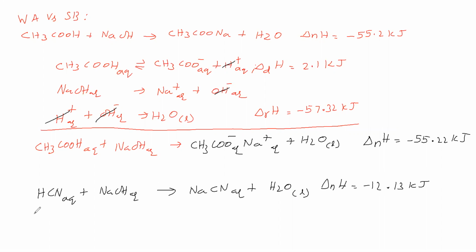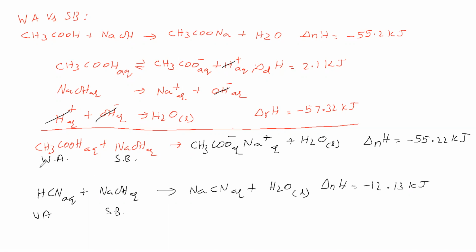Now see that here HCN is a weak acid, and here acetic acid is a weak acid. In both, sodium hydroxide is a strong base. That means both are weak acid versus strong base neutralization. For this neutralization, the enthalpy of neutralization is 55.22, and for this one it is 12.13. Both come under the same category, weak acid versus strong base neutralization, even then the enthalpy of neutralization is different, because of the different weak acid.